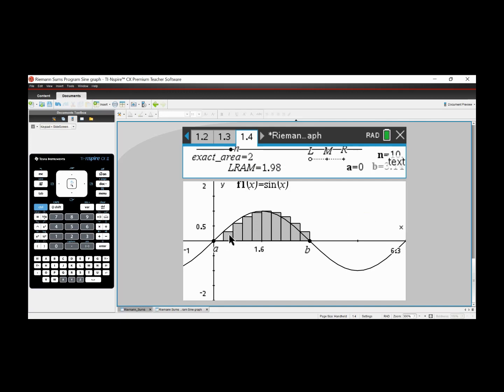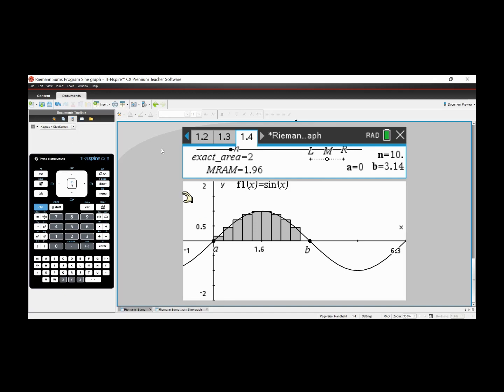I've got 1, 2, 3, 4, 5, 6, 7, 8, 9, 10 rectangles. My LREM is 1.98, my R is 1.98, and my M is 1.96. Okay, so it gets really close. Now those are approximations. We can, of course, increase n, and the more we do that, the better our fit will get.